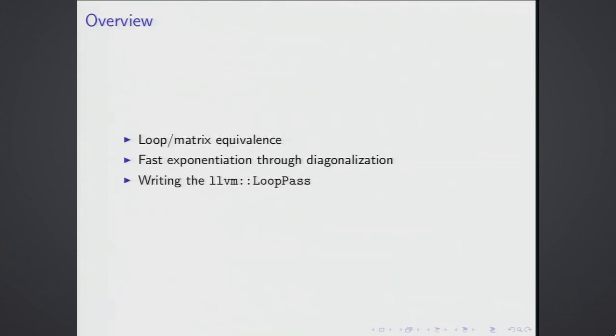Okay, so the main idea of my talk is that there's this equivalence between certain loops and matrices, and we're going to exploit that by using the formula for fast matrix exponentiation. And then we'll talk about how you can put that inside of your compiler. And if I have time, a demo.